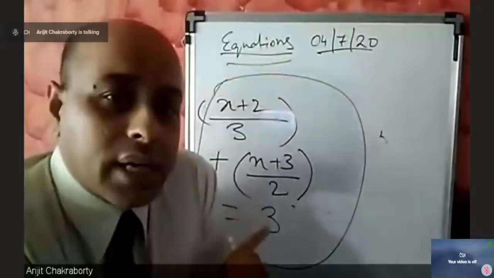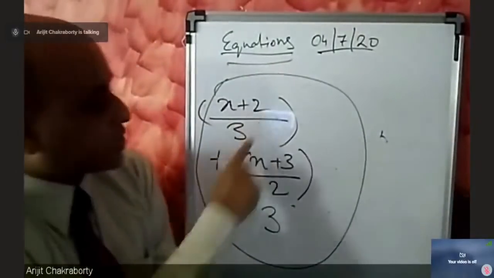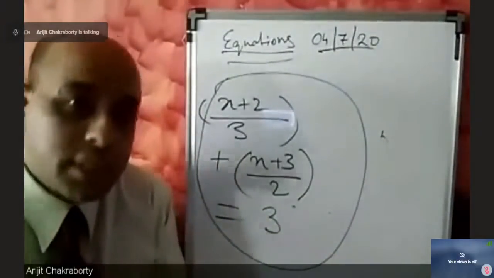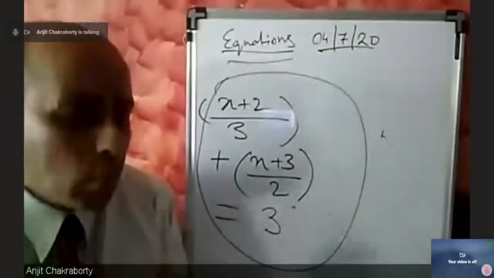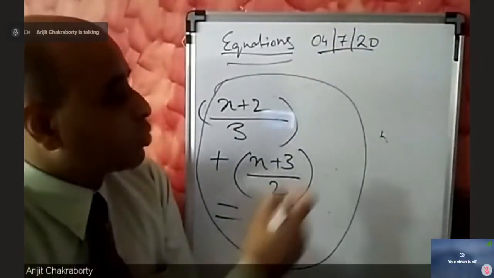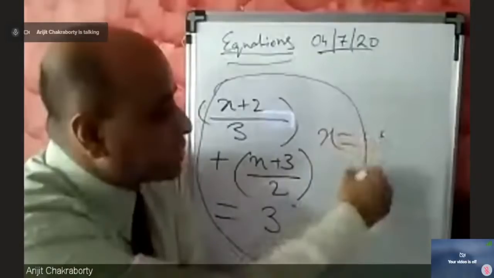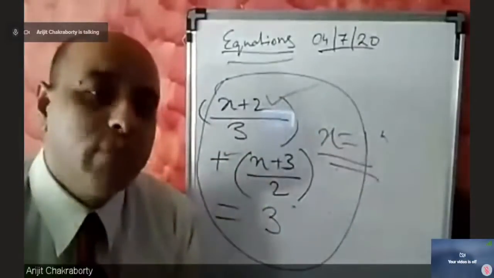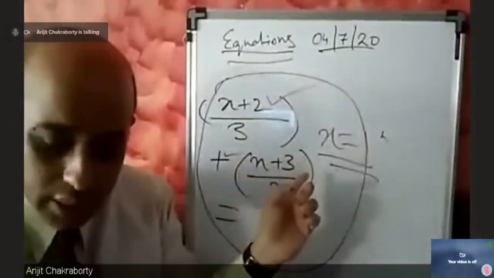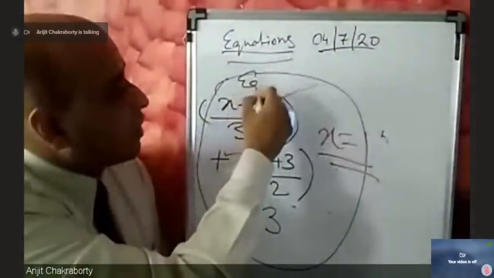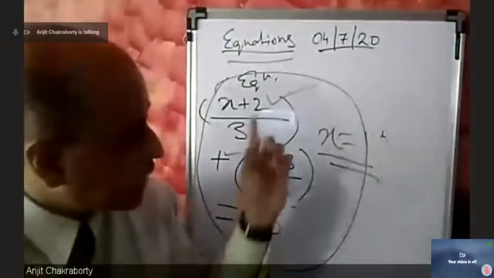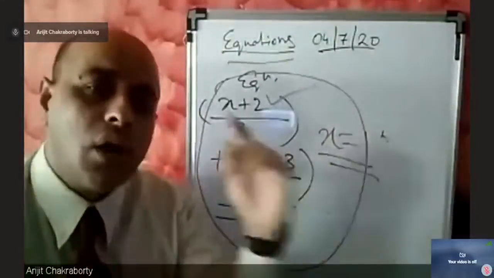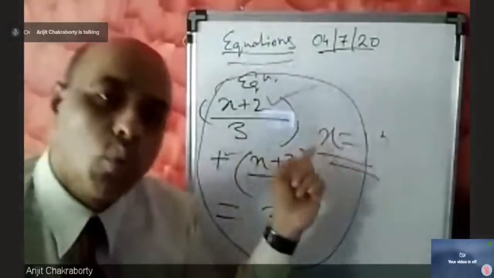Now if you see clearly, you will find (x plus 2) by 3 plus (x plus 3) by 2 equals 3. Now this is going to hold good only when x is equal to 1. So when x is equal to 1, then this particular equation will be valid. So this is an example of an equation. Why? Because this expression, the left hand side and the right hand side, will balance only when x is equal to 1.